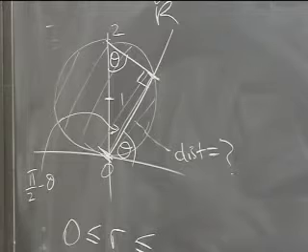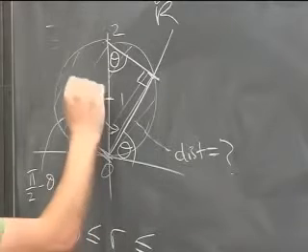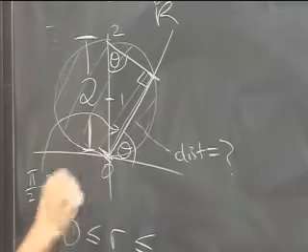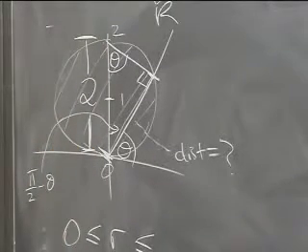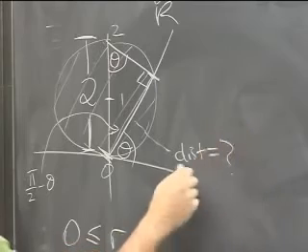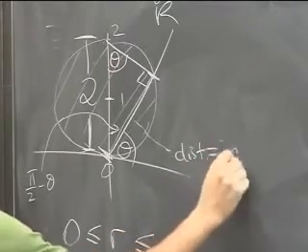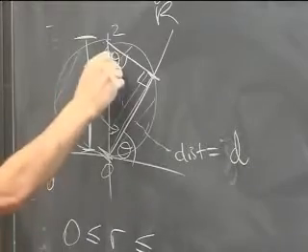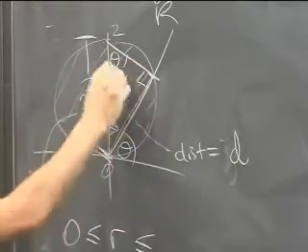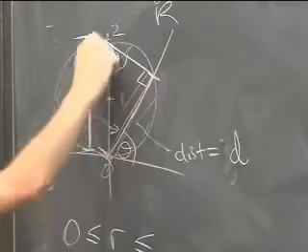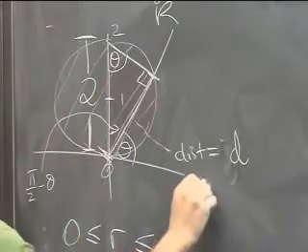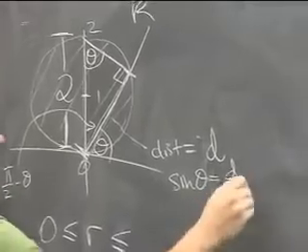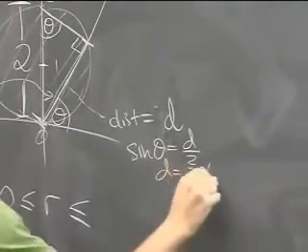So what does that mean? It means this distance here is 2. So the distance, let's call it d. Sine theta is d over 2. So d equals 2 sine theta.